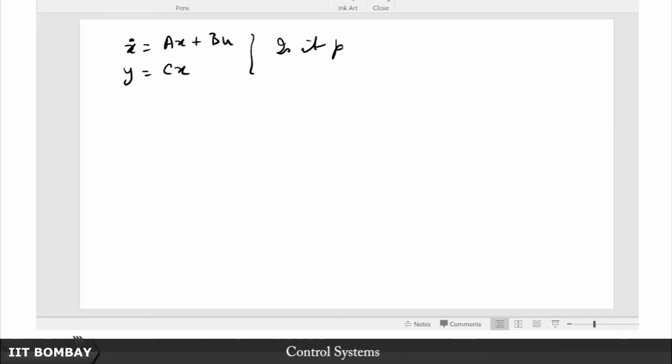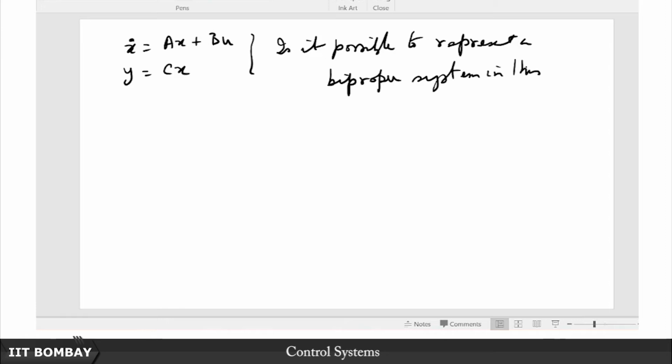Is it possible to represent a biproper system in this form? Yeah, this question might be bugging you a bit, and rightly so, it should bug you.